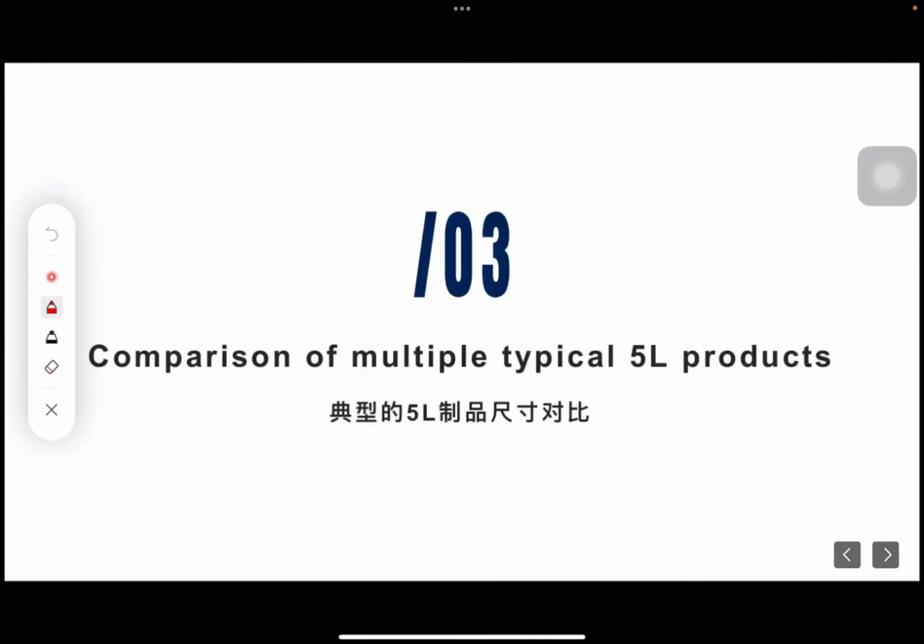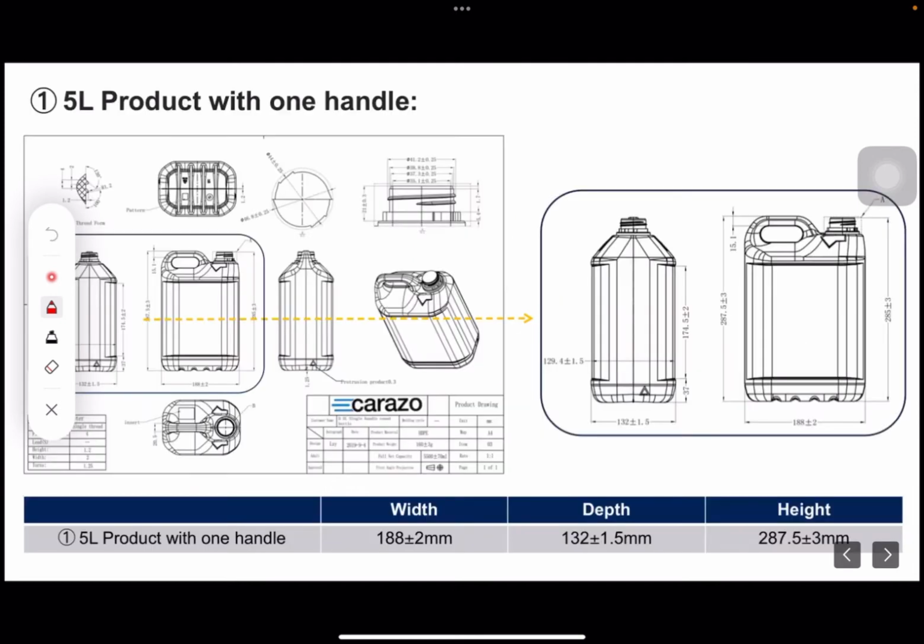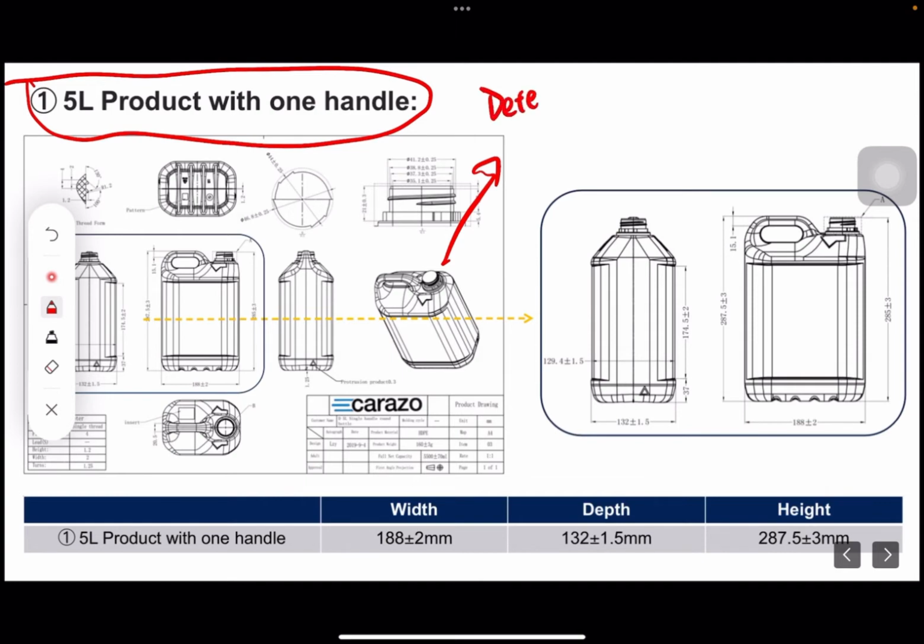Okay, next page. And here we come to part 3. Let's have a look at some classic and typical 5 liter products first. Okay, the first product is a 5 liter product with 1 handle. You can see its shape, so it's usually for detergent products. And what we commonly see, right?